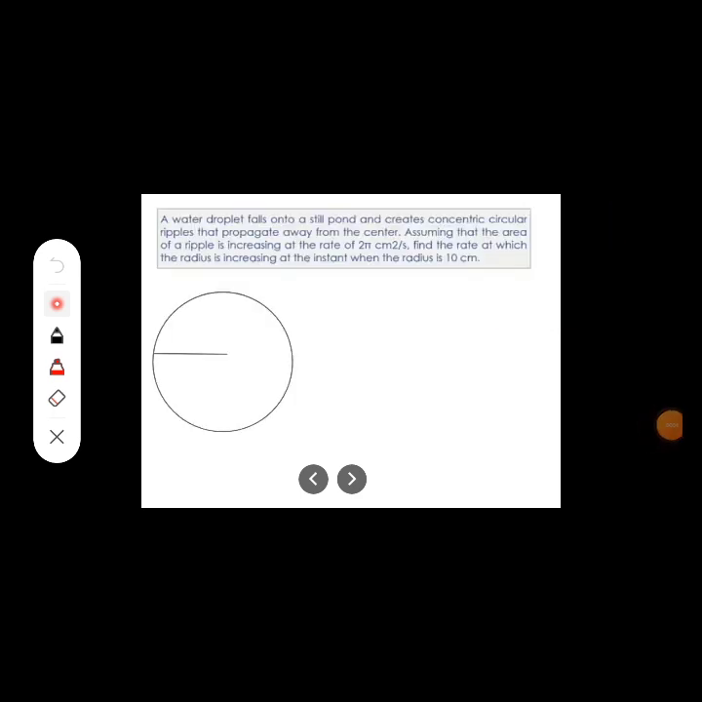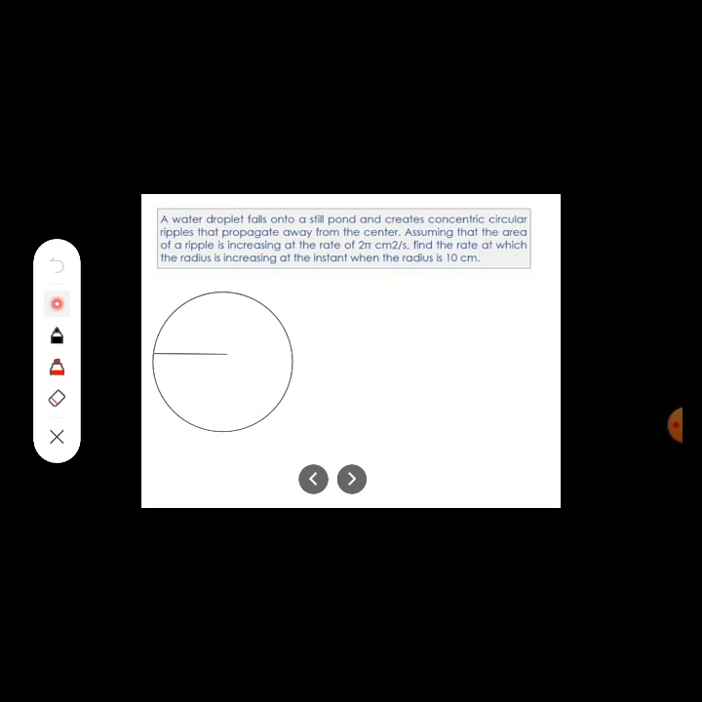So first example: a water droplet falls onto a steel pan and creates concentric circular ripples that propagate away from the center. Assuming that the area of a ripple is increasing at the rate of 2π centimeter squared per second, find the rate at which the radius is increasing at the instant when the radius is 10 centimeters.